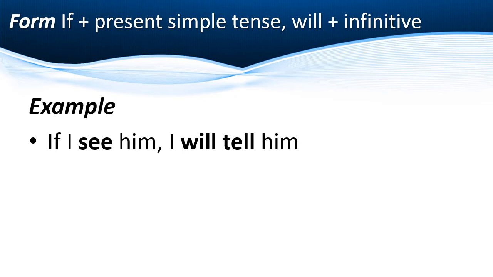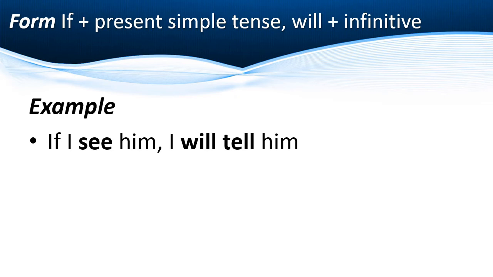If I see him, I will tell him. If I see him, that's in the present tense. What happens if I see him? I will tell him. So, I can only tell him if I see him. If I don't see him, I cannot tell him. So, the main clause is very dependent on the if clause. If I see him, I will tell him.